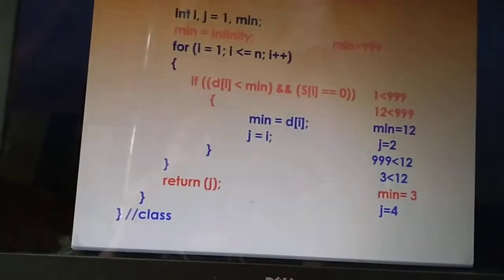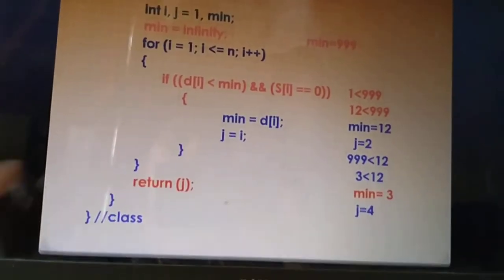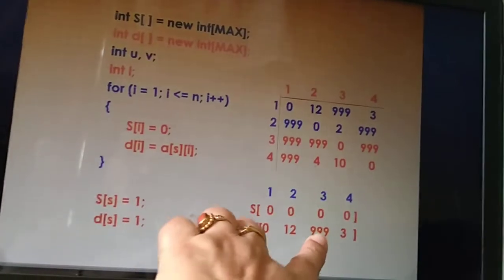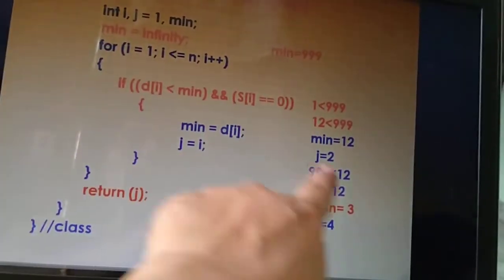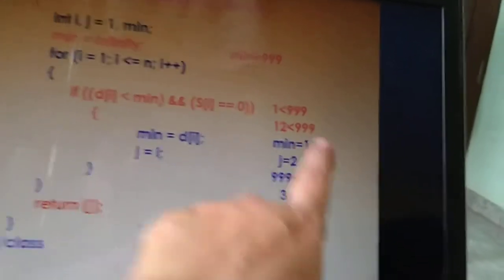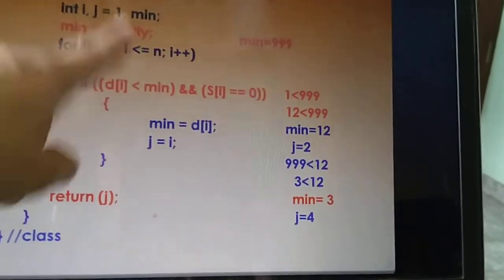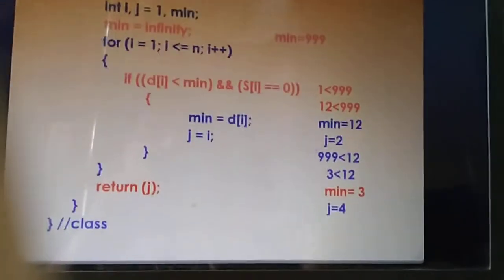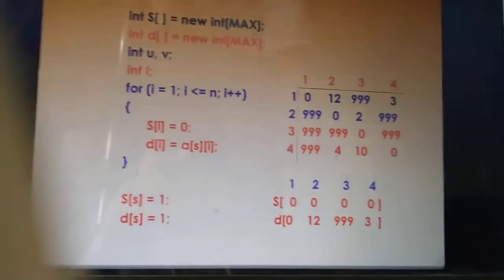Again, I go back and increment the value of i. Now i is equal to 3. What is d of 3? d of 3 is equal to 999. Is 999 less than the min? The min we got is 12. So is 999 less than min? No. Therefore again I go back, and i will now be 4. What is d of 4? d of 4 is equal to 3.